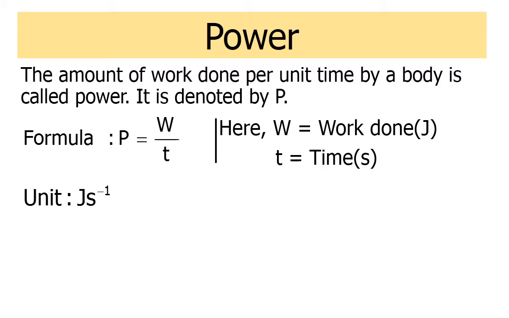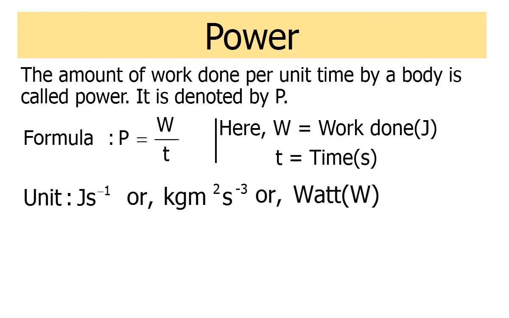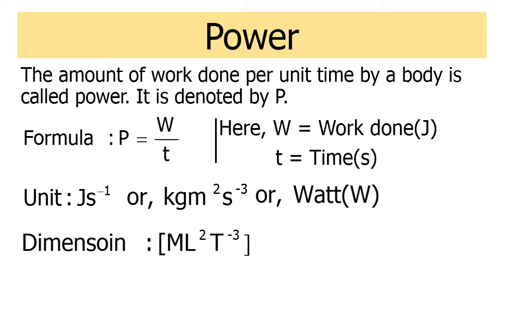Joule per second. There are another two units of power, which are kg meter square per second cube, and watt. The dimension of power is ML squared T to the power minus 3. Power is a scalar quantity, that means power has only magnitude but no direction.